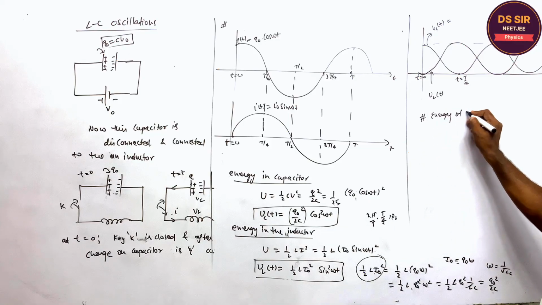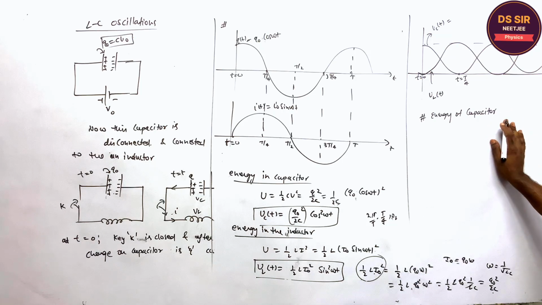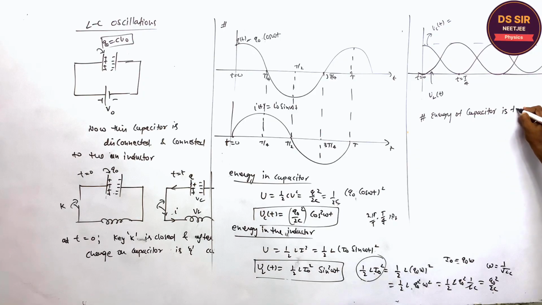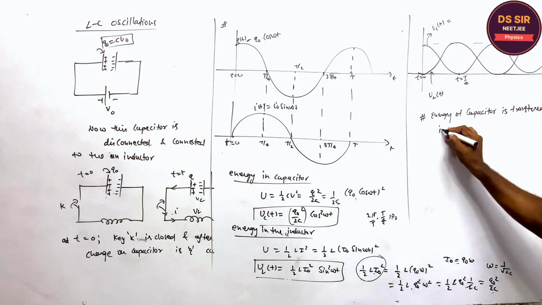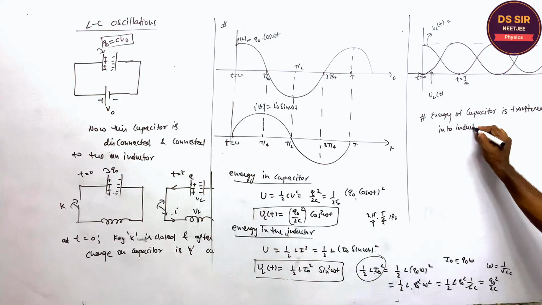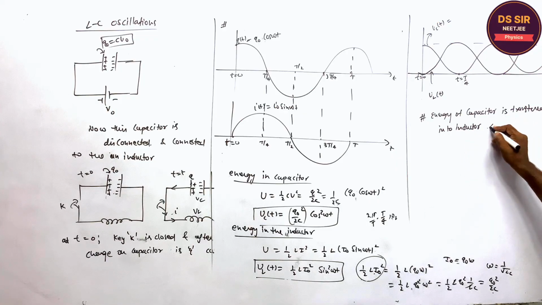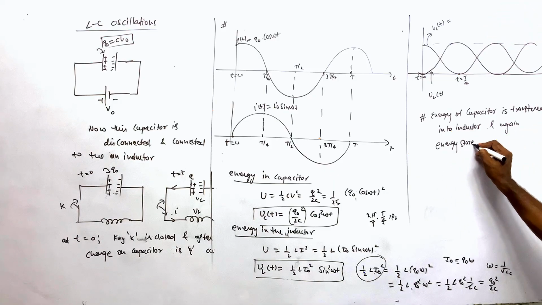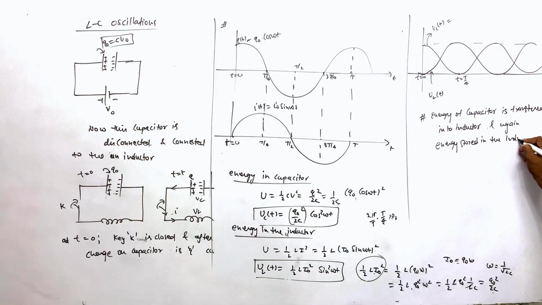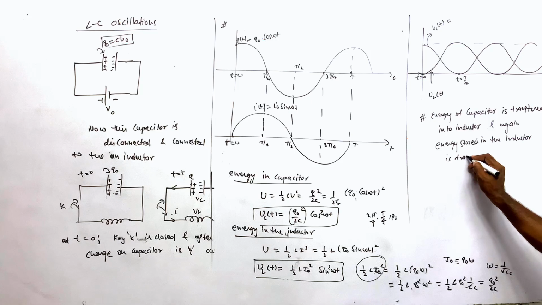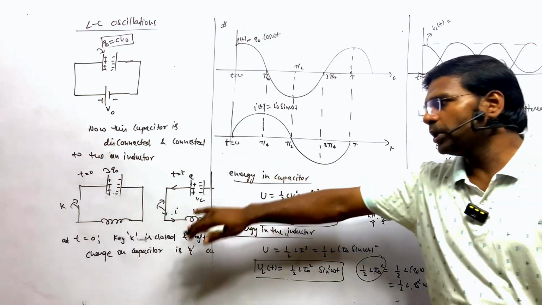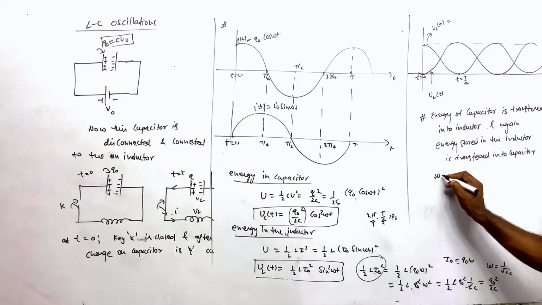Energy of the capacitor in the form of electrostatic field is transferred into the inductor, and again the energy stored in the inductor is transferred into the capacitor. So this is the oscillation of energy from capacitor to inductor, inductor to capacitor, with a frequency.